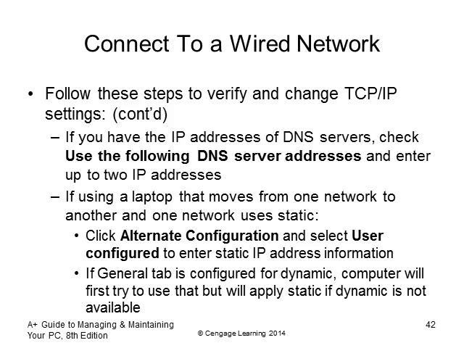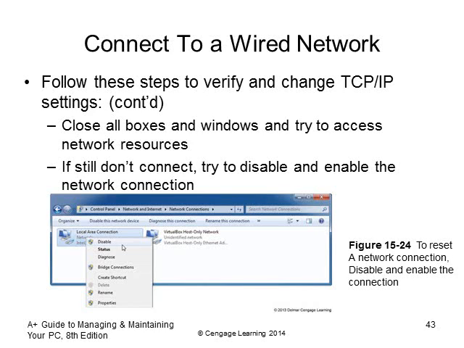If you're using a laptop that's going to go from one network to another, and one of the networks uses a static IP address, you want to choose the Alternate Configuration tab and then select User configured in order to enter the static IP address information. If the General tab is configured for dynamic, the computer will first try to use that, but will apply the static if the dynamic is not an option. Here's a diagram of resetting a network connection.